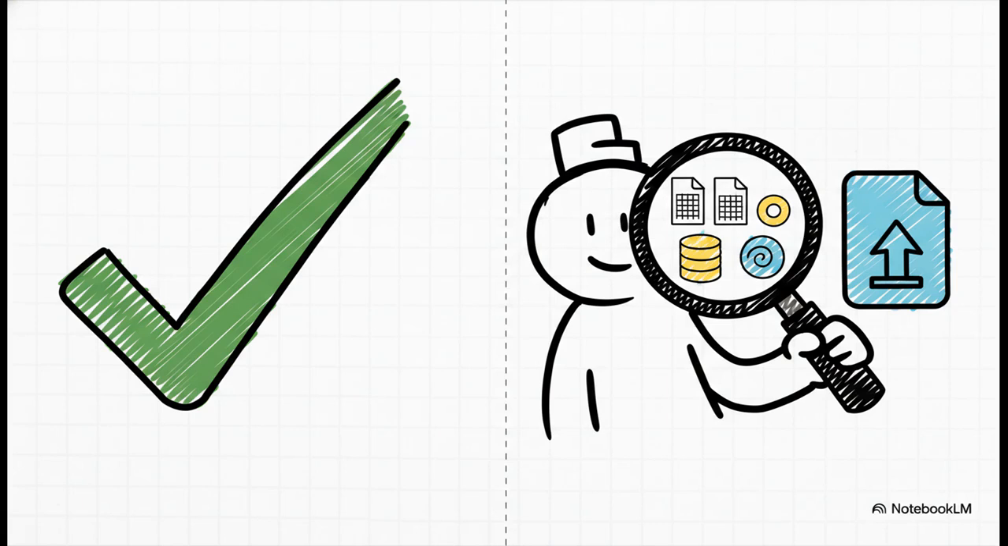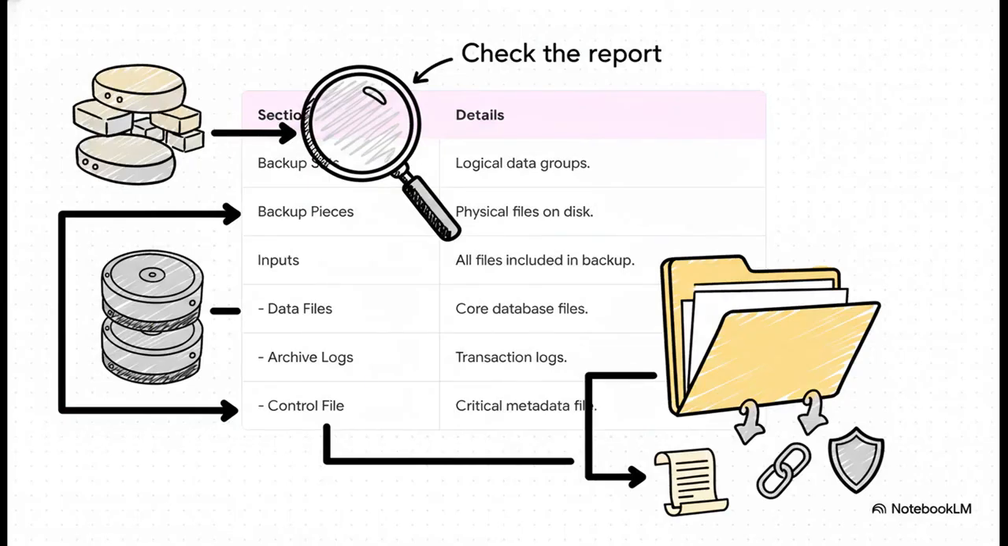Now, seeing succeeded is fantastic, but any pro DBA knows that's not the end of the story, right? We need to verify. You have to look at the details and confirm what actually got backed up. And this is exactly why you always check the backup report. OEM gives you this amazing breakdown. You can see the logical backup sets, you can see the actual physical files on disk, and most importantly, you can see the inputs. This is where you can go line by line and verify that every single data file, every archive log, and that supercritical control file were all included. This is how you get to 100% confidence.